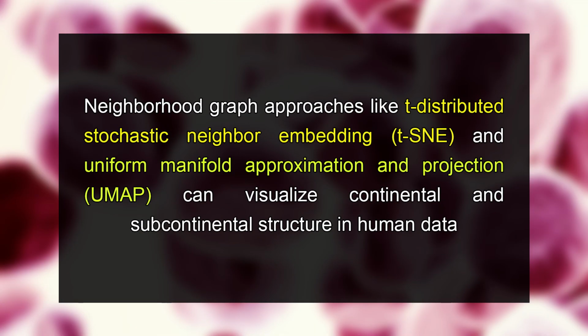Multidimensional scaling and discriminant analysis have been used to study differentiation, population assignment, and to analyze genetic distances. Neighborhood graph approaches like t-distributed stochastic neighbor embedding and uniform manifold approximation and projection, that is UMAP, can visualize continental and subcontinental structure in human data. With larger data sets, UMAP better captures multiple scales of population structure.